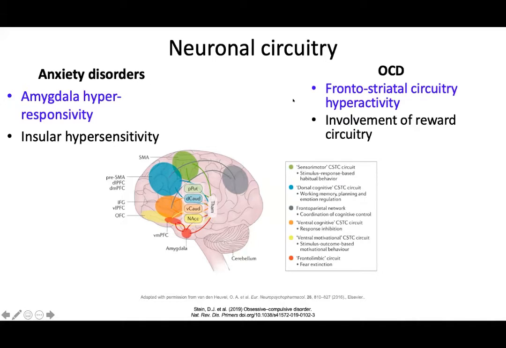But in OCD, various frontostriatal circuits have been found to be involved, which includes multiple different circuits. I'm not going into the details, along with frontal limbic circuits also. These frontostriatal circuits have been discussed in the pathophysiology of other OCD spectrum disorders also. So there is a major difference in neurobiology between OCD spectrum disorders and anxiety disorders. And also involvement of reward circuitry, which is commonly reported in OCD, has not been reported in anxiety disorders. So with respect to neuronal circuitry, there is a huge difference between OCD and other anxiety disorders.